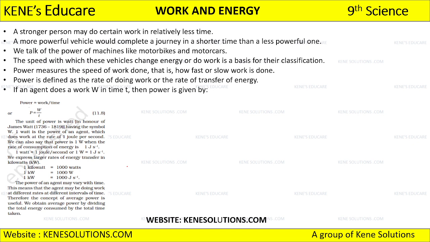So the power of an agent may vary with time, and this means that the agent may be doing the work at different rates at different intervals of time. And therefore, the concept of average power is useful. So we can calculate average power by dividing total energy consumed by the total time taken for it. Okay.